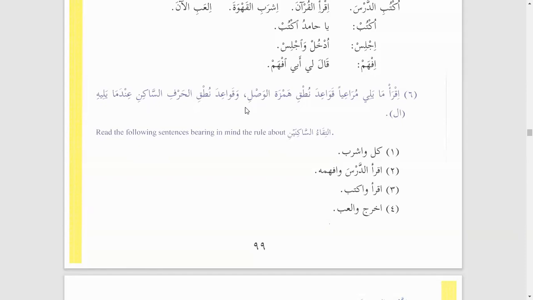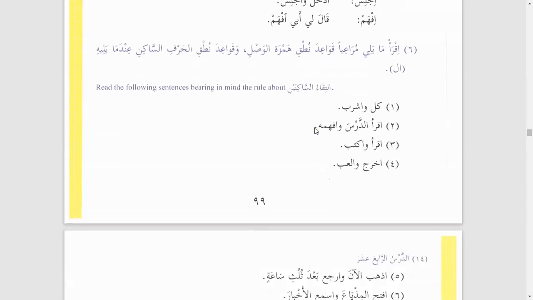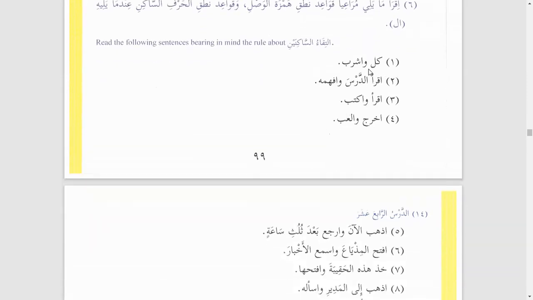So the text is clear now. قواعد نطق همزة الوصل. Here قواعد is مضاف and the rest that follows is مضاف إليه. Okay, now it's a good test. Now we do not have any signs here, so please read it now.